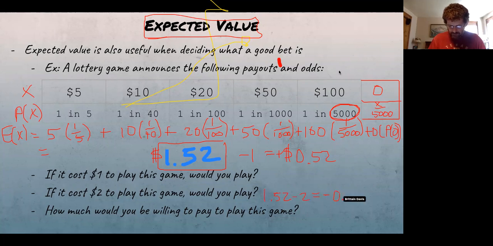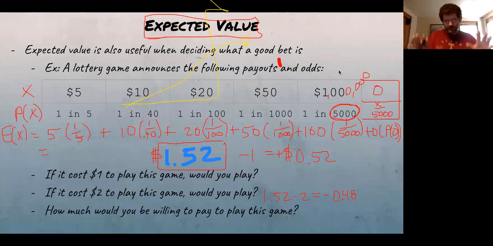negative 0.48. Now, this is something that people use in the real world to figure out if they're going to play and participate in a certain lottery, because every once in a while, there is a lottery with a positive expected value. And I should add a caveat to this. If this expected value was $1 million instead of 100, that would change our expected value greatly, and it would look positive.